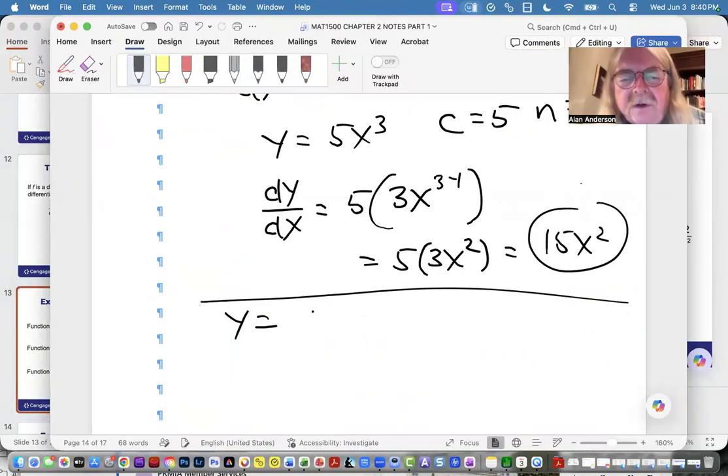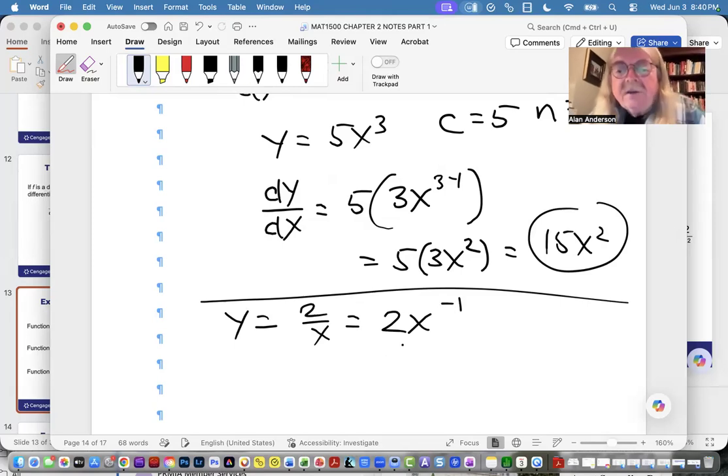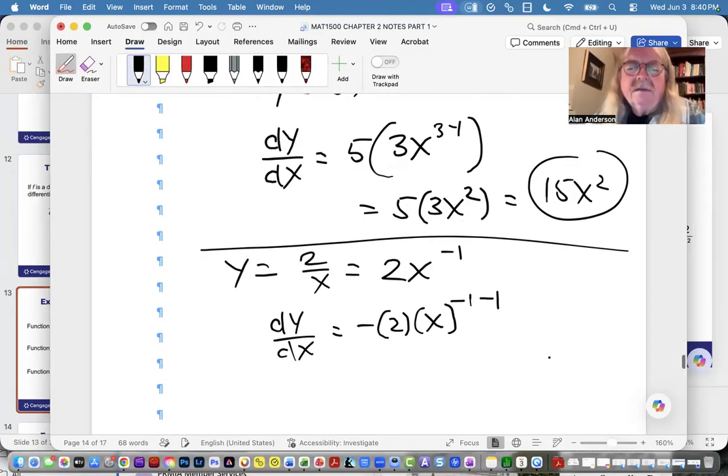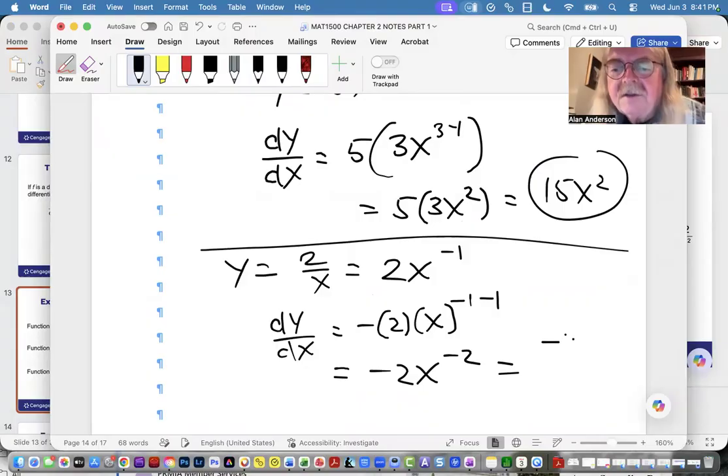What do we have here? 2 over x, which I recommend you rewrite as 2x to the minus 1. So that now you have a constant and you have the power rule. And that leaves us with minus 2x to the minus 2, or minus 2 over x squared.